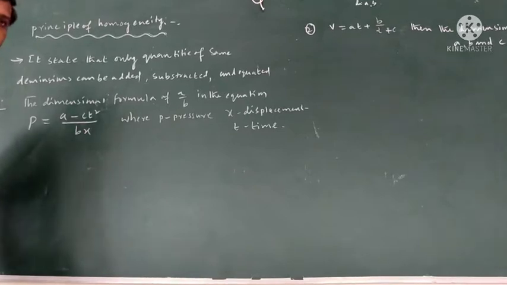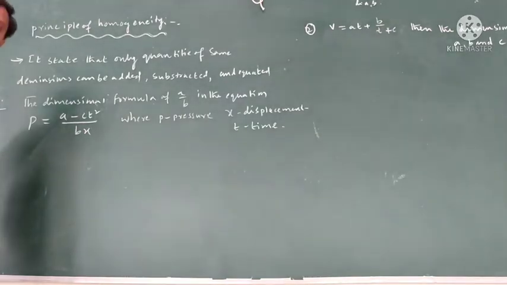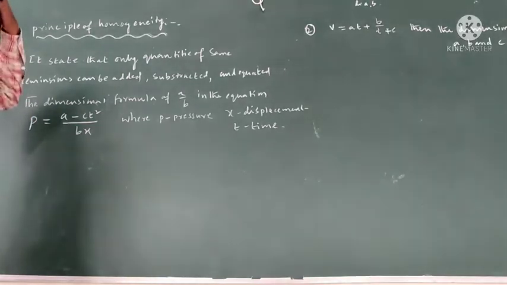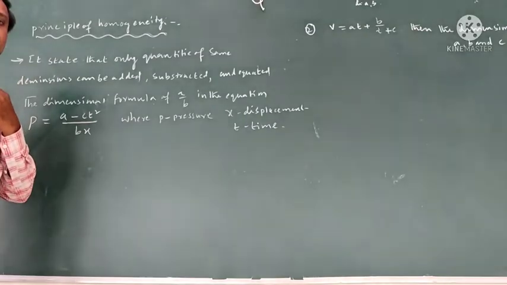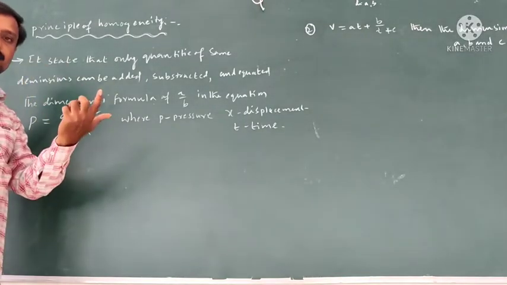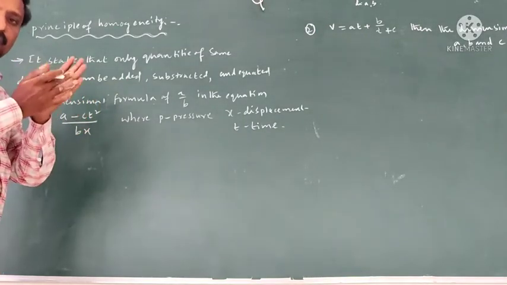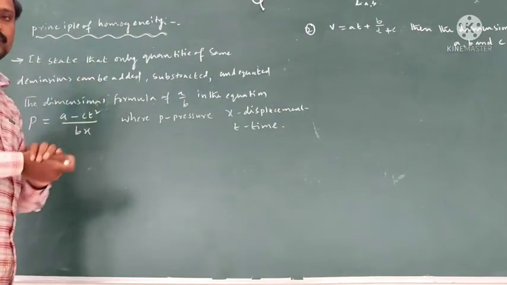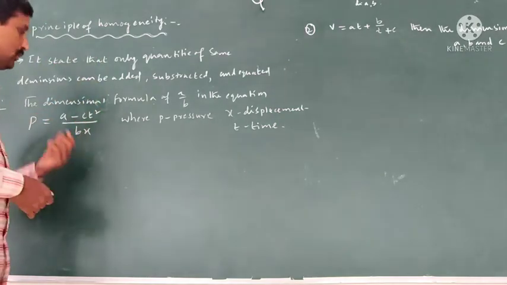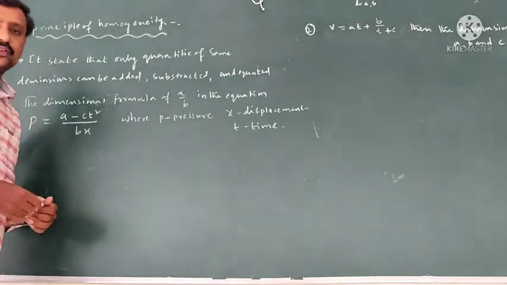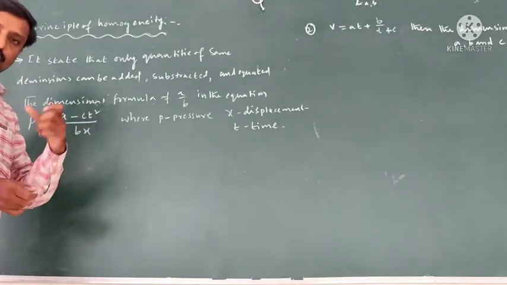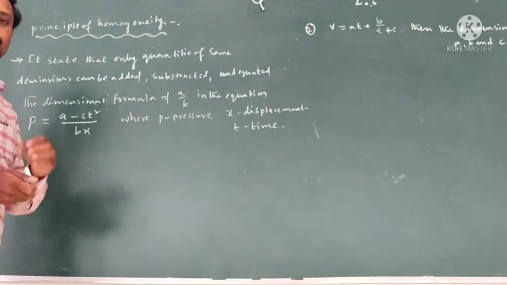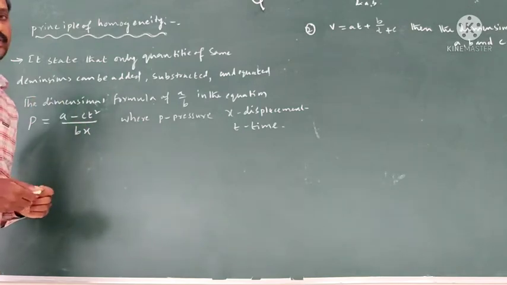Yesterday we discussed the uses of dimension formulas. The first one is to convert from one system of units to another unit, and the second one is to check the correctness of a given equation. The third one is to derive equations, the relation between different quantities.